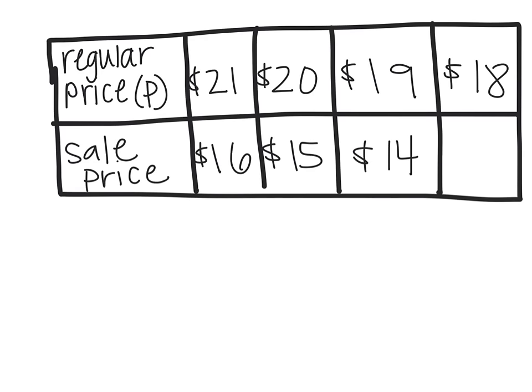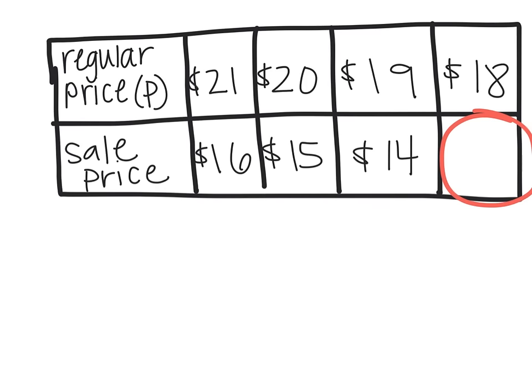So for example, if I have this chart and the top line shows the regular price of an item, the bottom row is showing what that item would be on sale. So I need to find what goes in this last blank here, and then I'm going to write an addition or a subtraction expression that shows the relationship between the regular price of an item and the sale price.